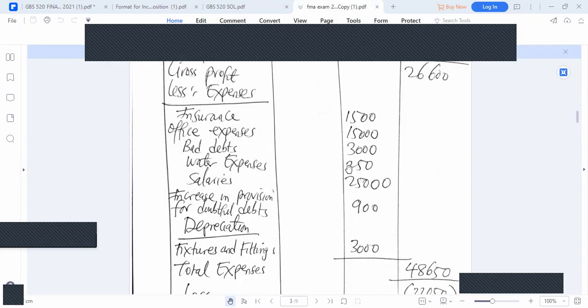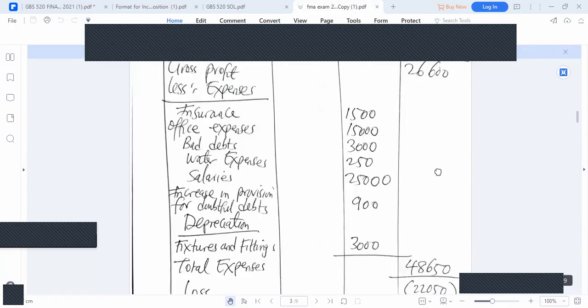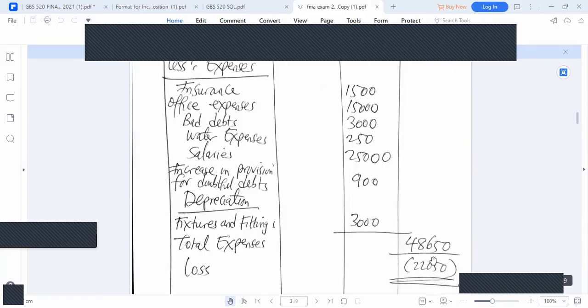Remember, this was an accrual, we'll put it here. Salaries, 25,000, increase in provision. So that's an expense, 900. And depreciation was 10% of the 30,000. This is that one. So these are our total expenses, which we subtract from our gross profit. And we made a net loss of 22,000. Is that clear?